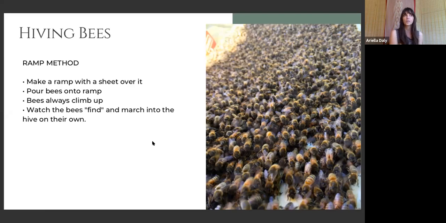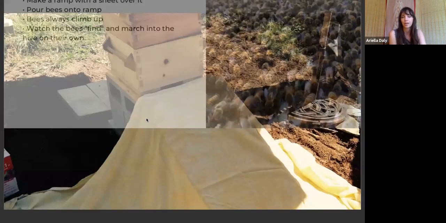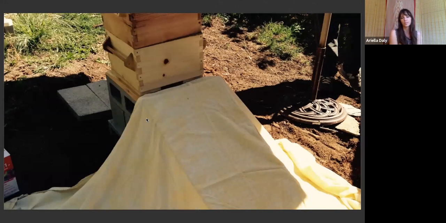And the exuberance that I feel when I use this method is so genuine. The bees are so happy to discover this home. It's almost like giving them the opportunity to find it themselves, even though you've set it up for them to do so. This is a basic ramp setup. I always use a sheet so that I can see bees and that they can crawl up the sides of the sheet and don't fall on the ground as much.